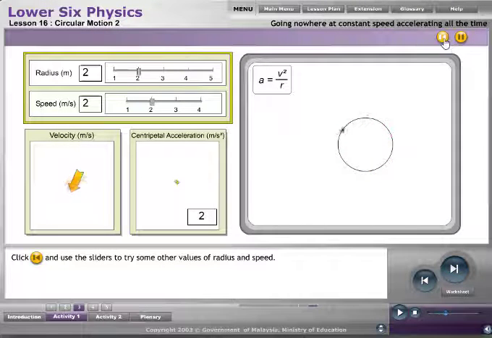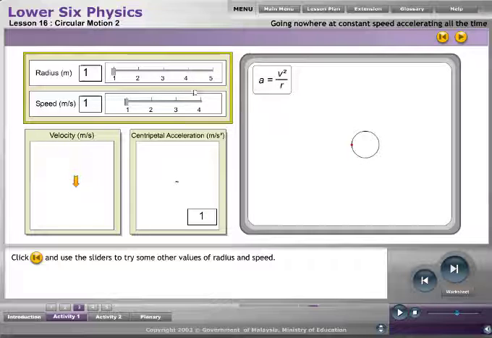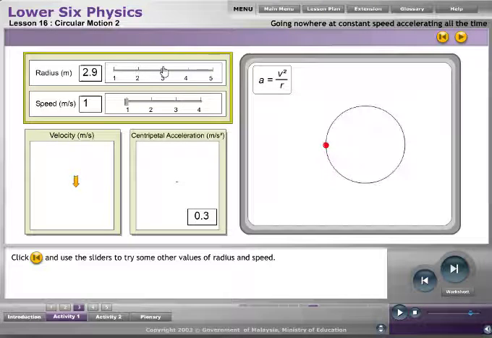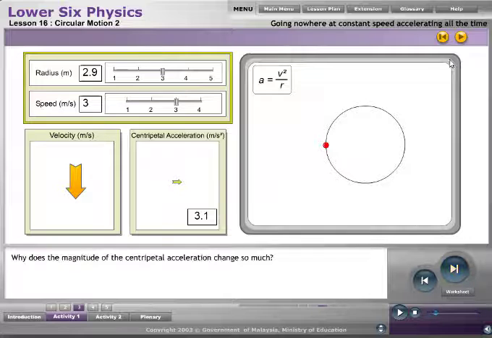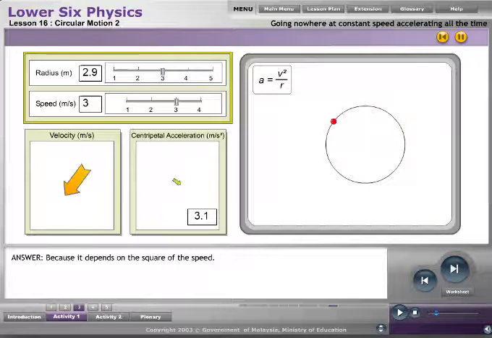Click reverse button and use the sliders to try some other values of radius and speed. Why does the magnitude of the centripetal acceleration change so much? Answer: because it depends on the square of the speed.